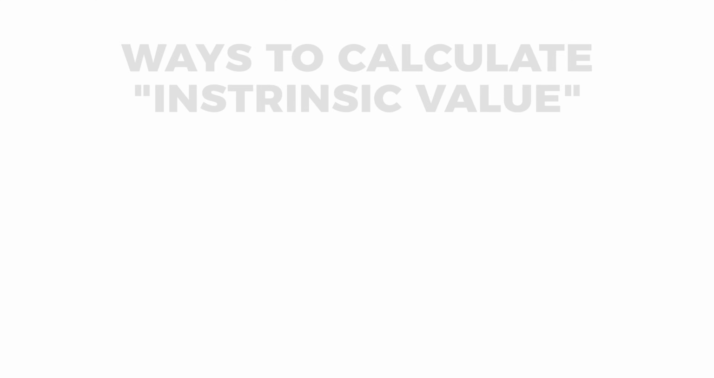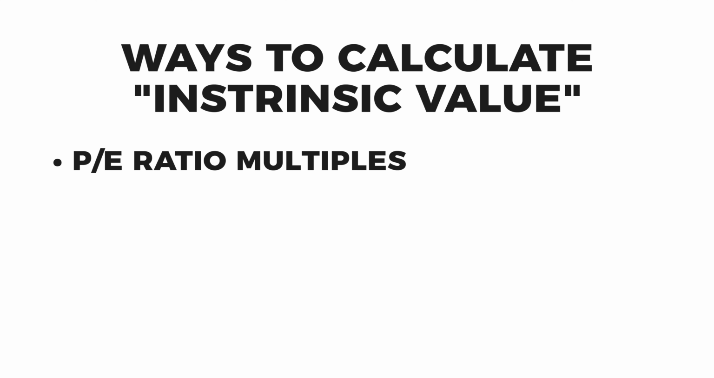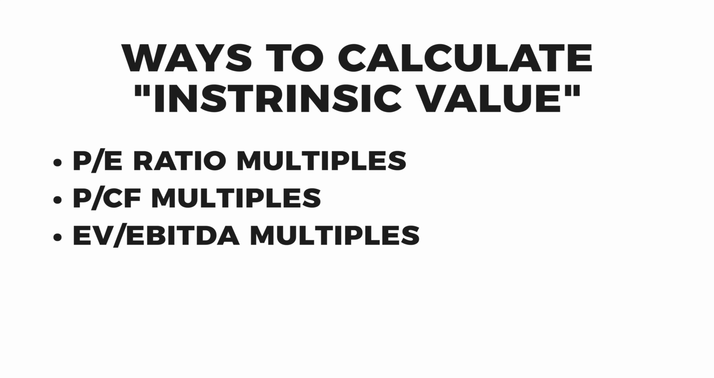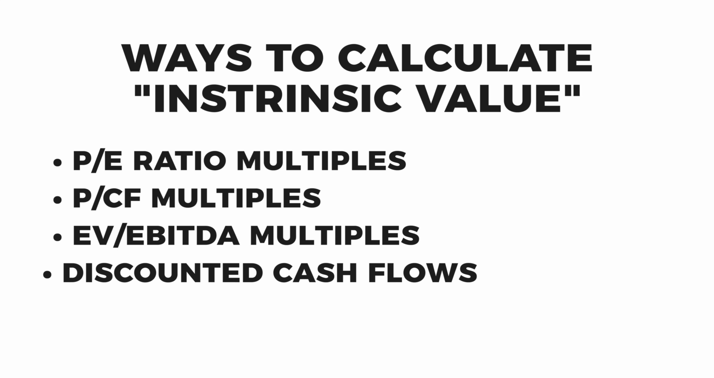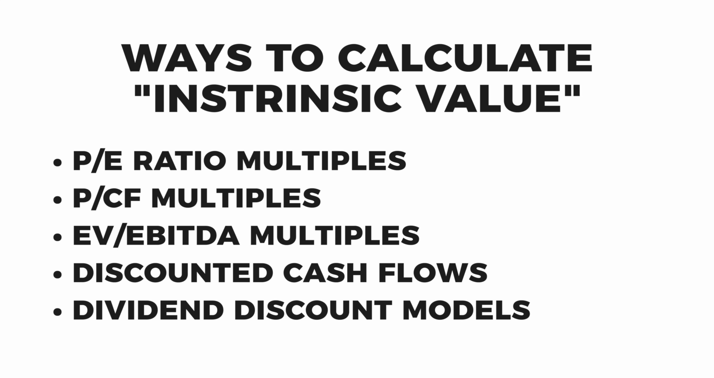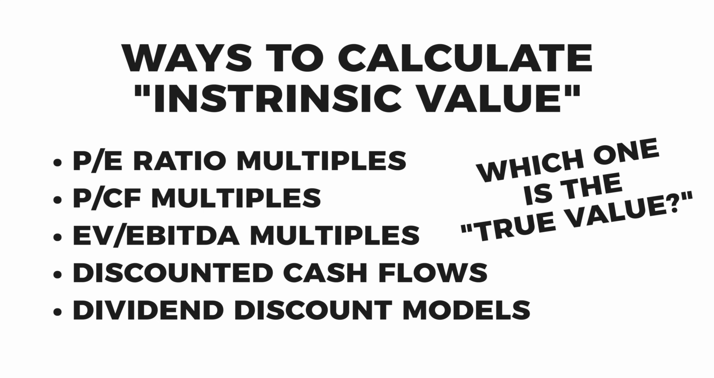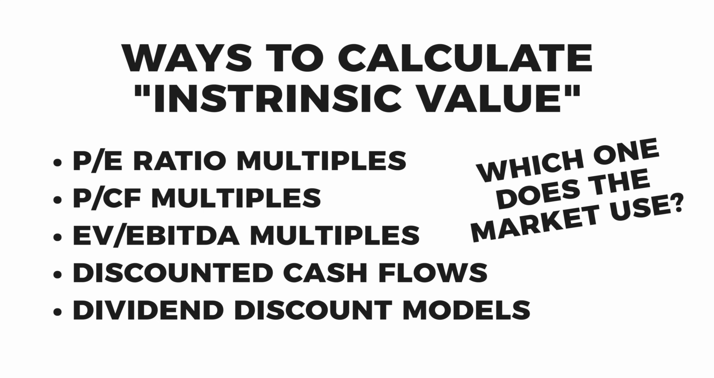So when you say this is the intrinsic value of the company, what you're saying is this is the intrinsic value of the company to me based on my criteria and the calculation that I created. Because some analysts use a PE ratio multiple to get to a target price, while others use price to cash flow multiples, while even others use EV to EBITDA multiples, while others use discounted cash flows or dividend discount models. So tell me, which one of those is the true intrinsic value of a company? And more importantly than that, which one is everyone else in the market using for that particular stock?